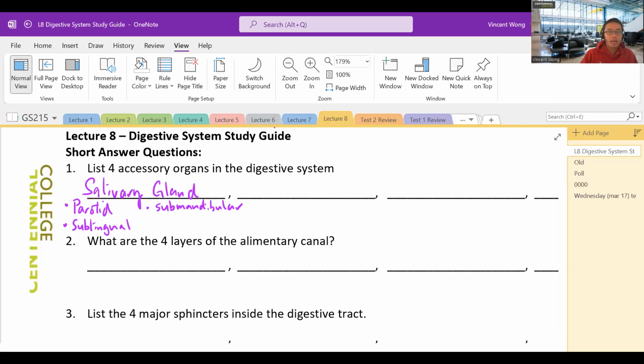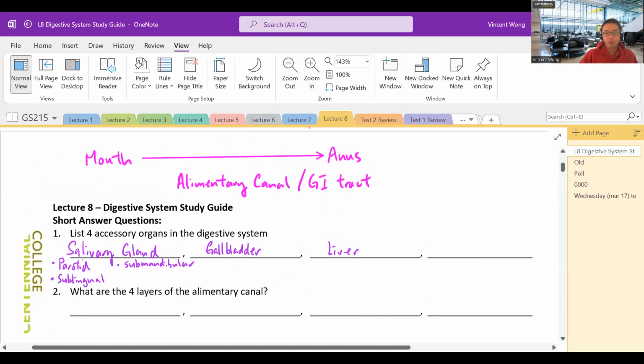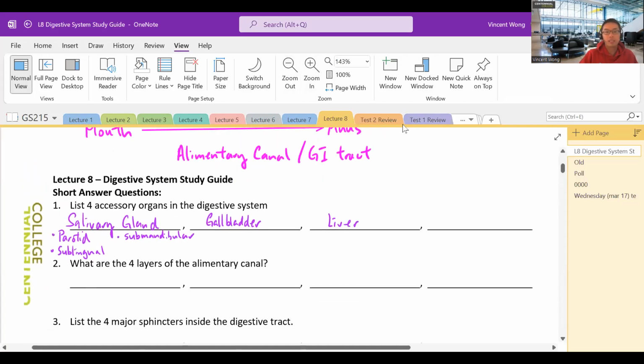Next, another accessory organ, we have the gallbladder. Now, you can actually live without your gallbladder. The function of the gallbladder is to store the bile that is being produced by the liver. So the liver is another accessory organ. You cannot live without your liver.